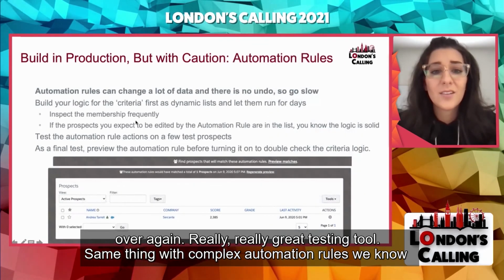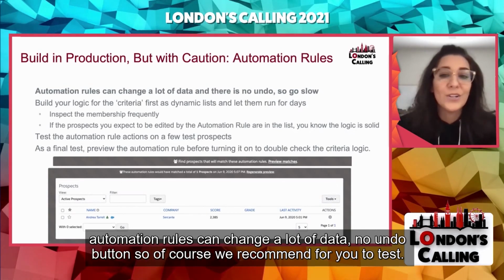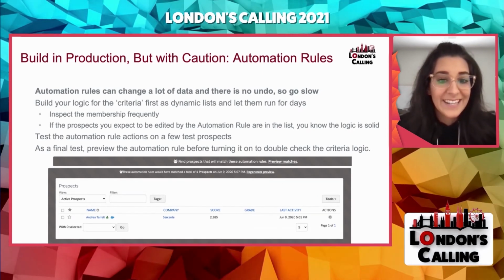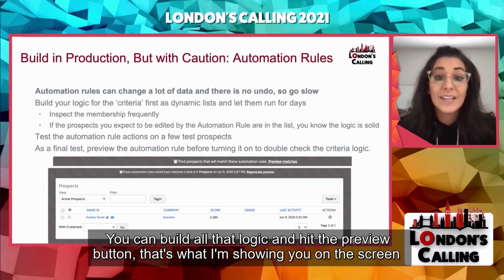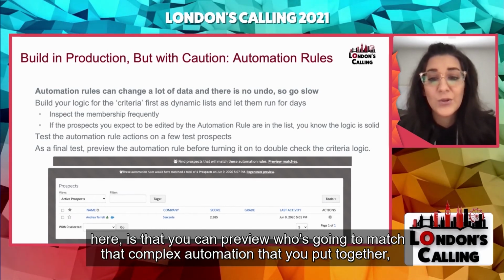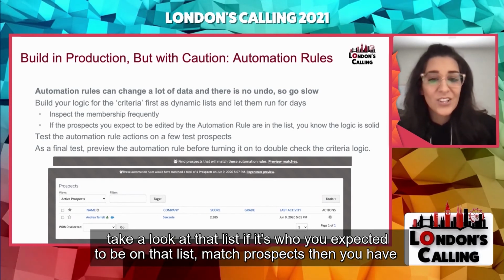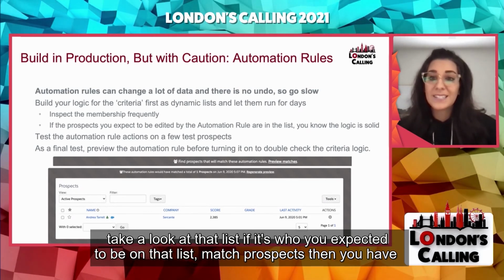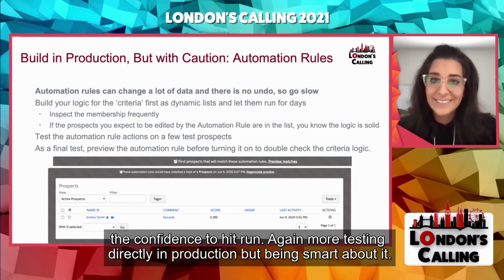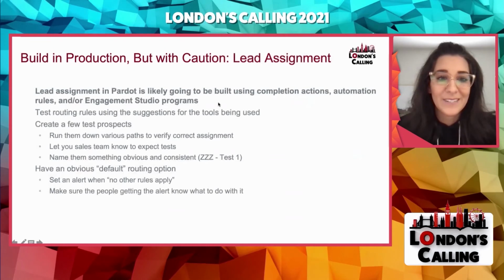Same thing with complex automation rules. We know automation rules can change a lot of data. There's no undo button. So of course we recommend for you to test. You can build all of that logic and hit the preview button. That's what I'm showing you on the screen here, is that you can preview who's going to match that complex automation that you put together. Take a look at that list. If it's who you expected to be on that list, to match prospects, then you have the confidence to hit run. Again, more testing directly in production, but being smart about it.